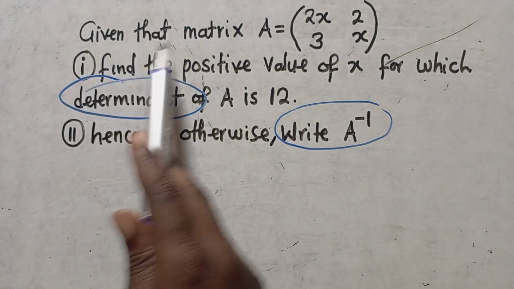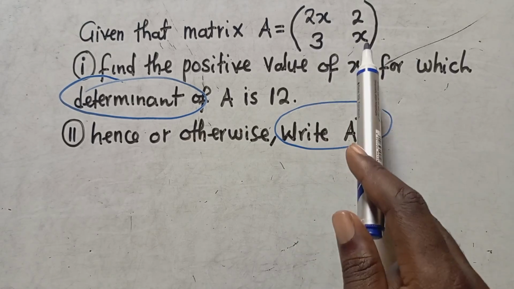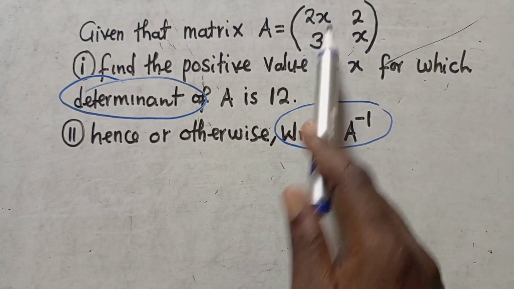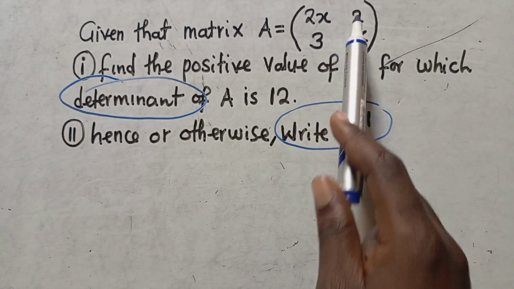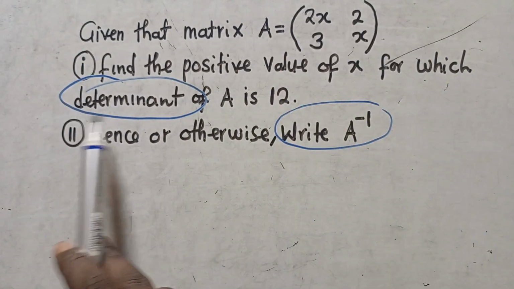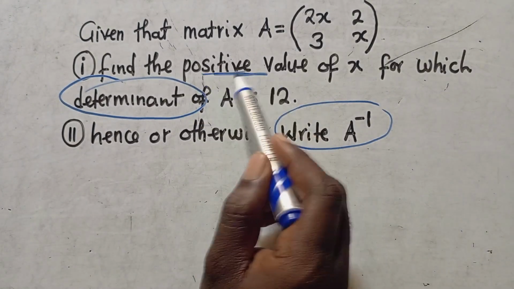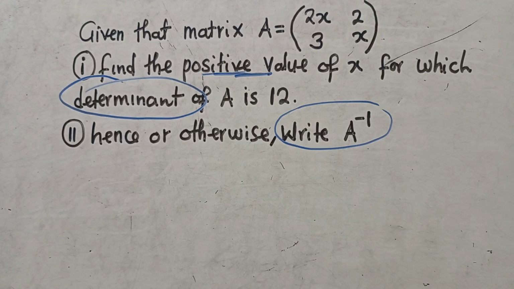The question is saying, given that matrix A is equal to [2x, 3; 2, x], find the positive value of x for which the determinant of A is 12. Before you answer this question, you can ask yourself, why have they said positive value instead of just saying find the value of x? Is this to tell you that there is a possibility of also finding a negative, but they are just interested in the positive value?